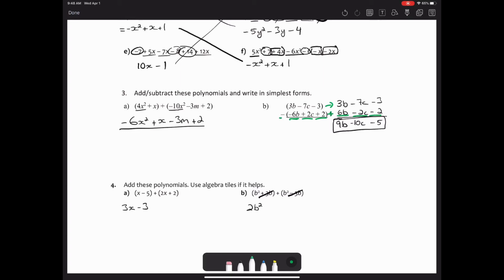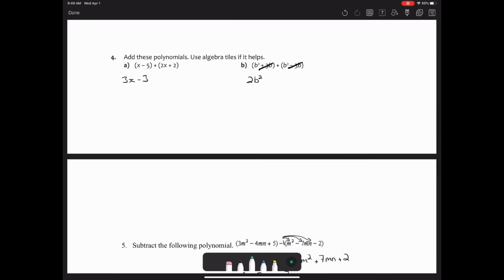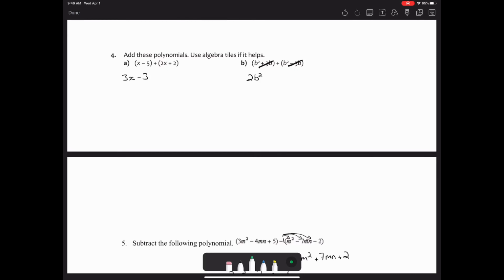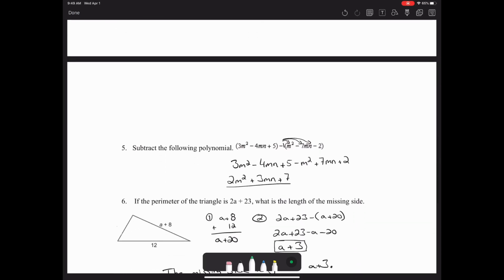So we're just applying this subtraction sign to each of the terms in the second one. So now I just add: -3 plus -2 is -5, -7 plus -2 is -10c, and then the 3b plus 6b is 9b. Okay, next one, again, more addition. Again, just ignore the brackets.